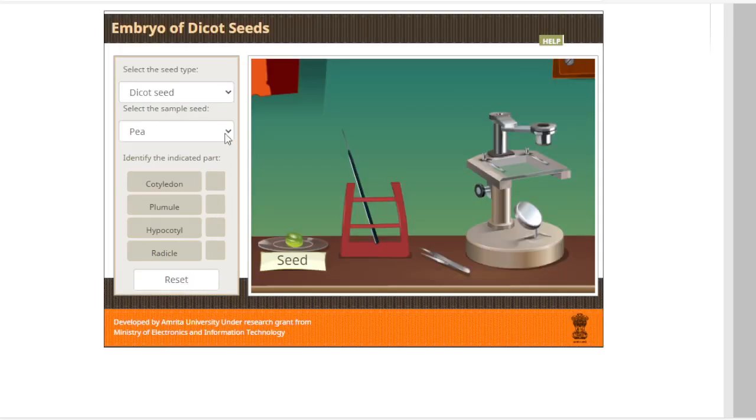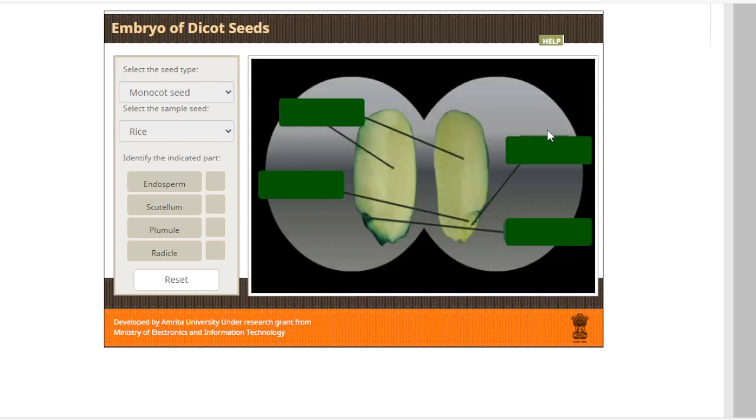Let's reset it and try it with another monocot seed now. We are trying it with rice this time. So first we remove the seed coat. Then we will use the needle now. Sorry, let me get the needle. And we use the forceps here. Check it under the microscope.